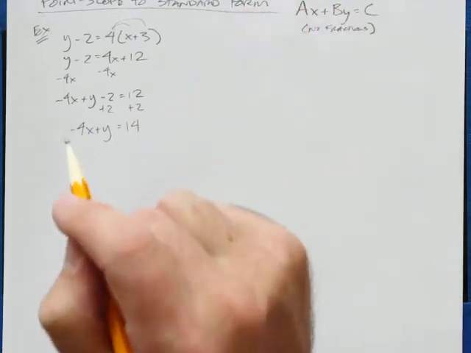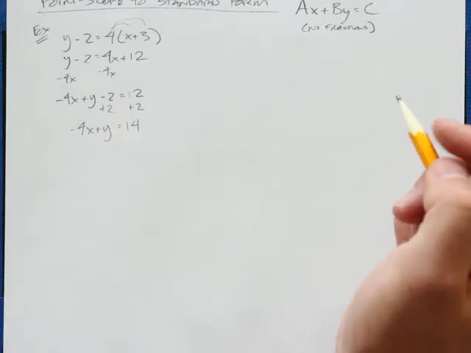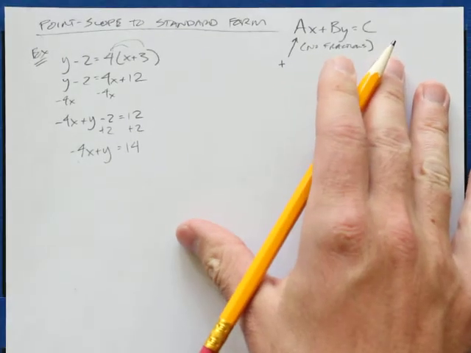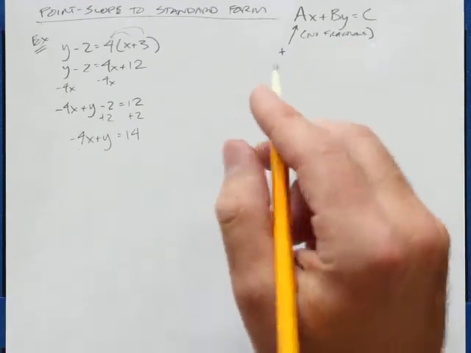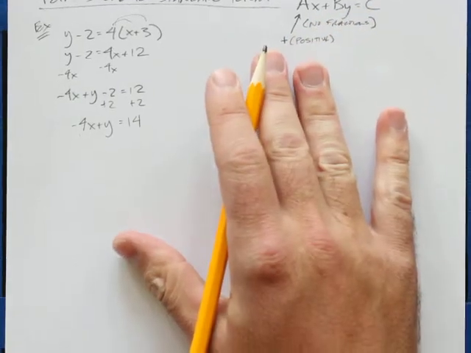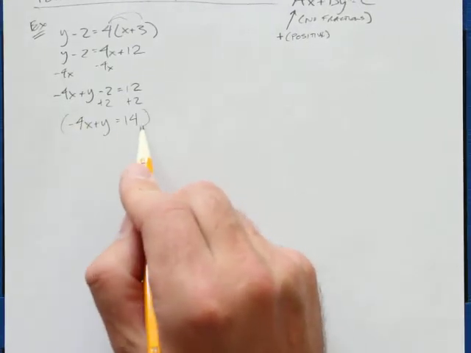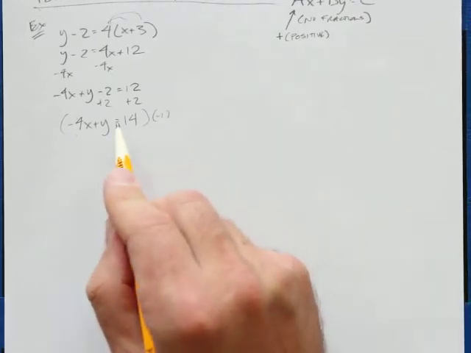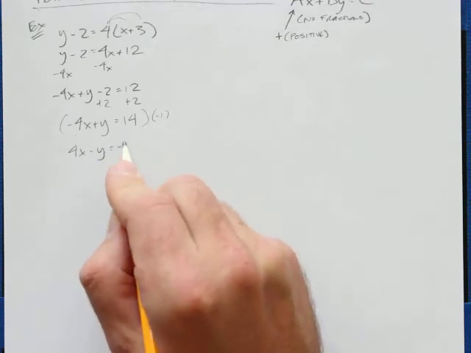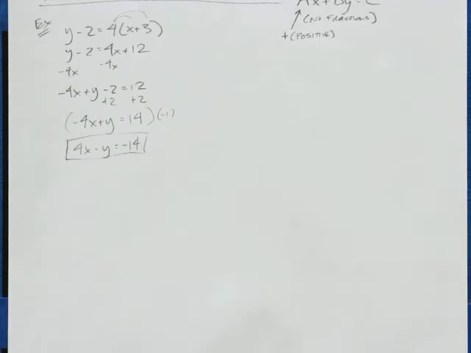Now, here's another issue, and that is that this a is supposed to be positive. So I'm going to write this a needs to be positive up here too. So what I need to do is my a value here is negative. I'm just going to multiply everything by negative 1. What I do to one side, I do the other. So I end up with 4x minus y equals negative 14. Now I've got standard form. I'm all good to go.